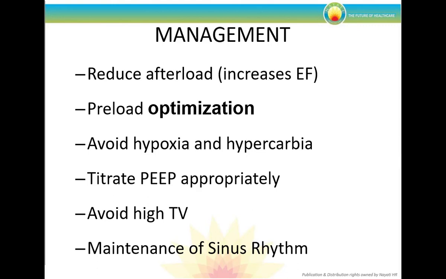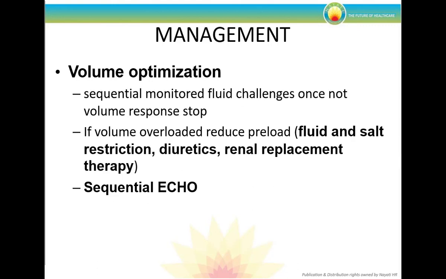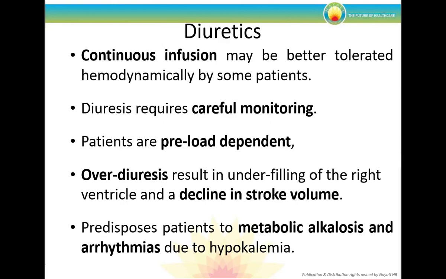I'll discuss further the various factors mentioned earlier: reducing the afterload, optimizing preload, avoiding hypoxia and hypercarbia, titrating PEEP appropriately, avoiding high tidal volumes, and maintenance of sinus rhythm is very important. For volume optimization, of course, we need to do a sequential echo. To reduce the preload, you can decrease the fluid intake, you can use diuretics, and we can also use renal replacement therapies. Diuretics are better tolerated, especially as these patients will have low blood pressure.